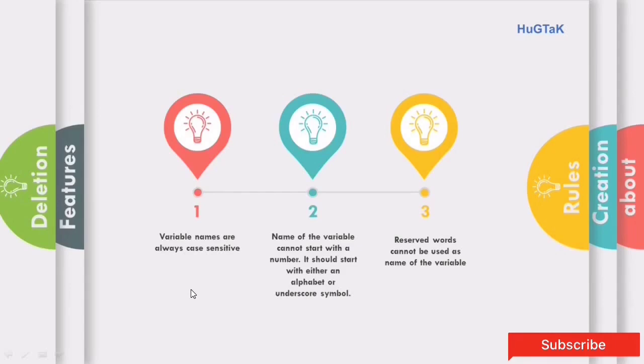Rule number 1. Variable names in Python are always case sensitive. For example, capital A is equal to 4 and small a is equal to 4. Both are treated as different variables in Python. And rule number 2, the name of the variable cannot start with a number. It should be either an alphabet or an underscore symbol. And rule number 3, reserved words cannot be used as the name of the variable. So reserved words can be like print, input, for, while, etc. These cannot be used as variable names.